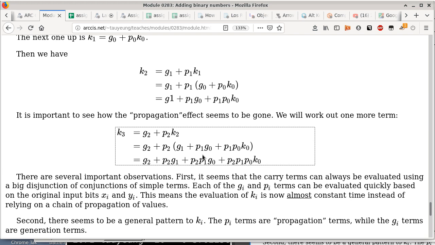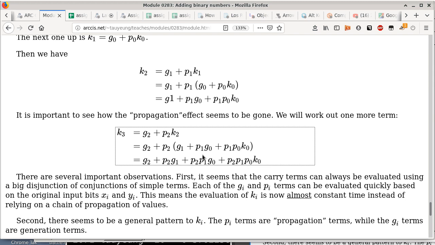Okay, so we have a dependency here. K3 depends on K2. But guess what? We know how to express K2 only using the P terms, the G terms, and also K0. So we use this definition, the last line of defining K2, in place of K2 here. Is that okay? Do you see how useful that trick is? Once we know what K2 is, we use the definition of K2 in place of K2. Therefore, we remove the dependency on the term K2.